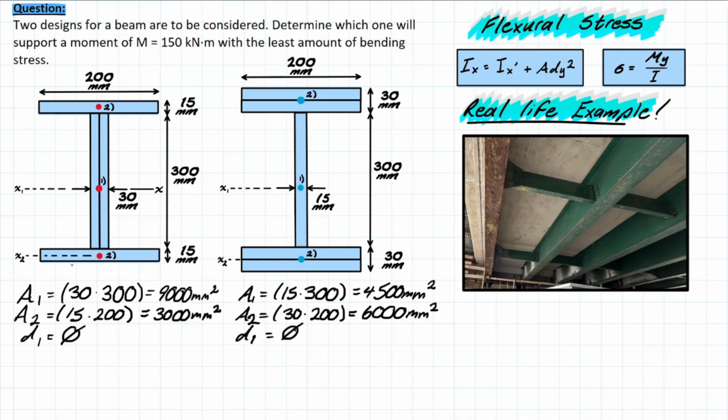And then similarly, we do the same kind of process for the second part of our member, except now we have to take a jump of half of this 300 and half of this 15 here. So we have 300 over 2 plus 15 over 2. And that's going to give you 157.5 millimeters. And we do a similar thing for the other side.